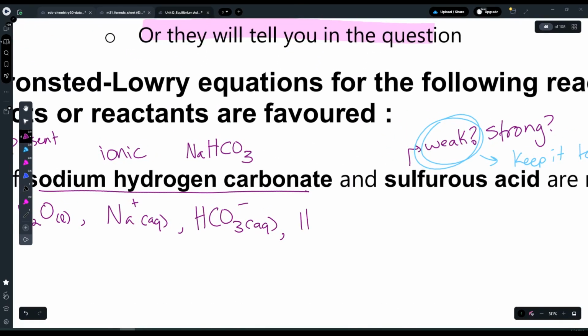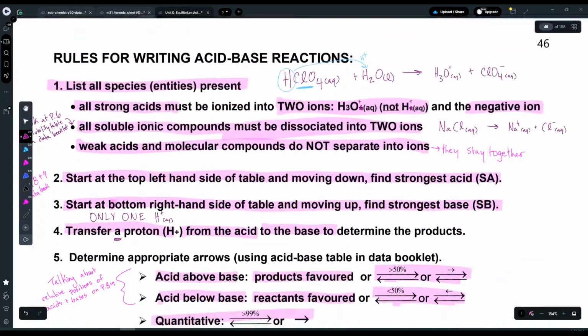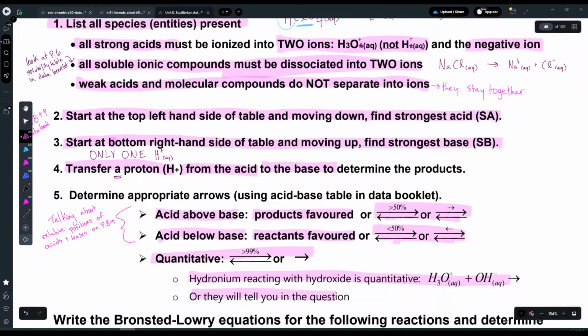So then I'm going to write it. That was H2SO3, and acids are always aqueous. Okay, so that is my list. So we've completed step number 1. Now we need to go to step number 2.